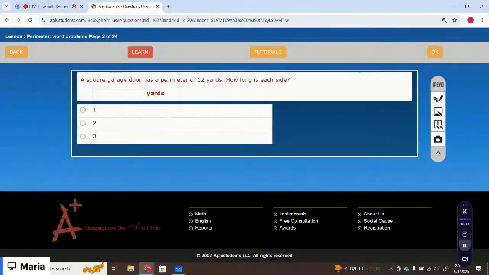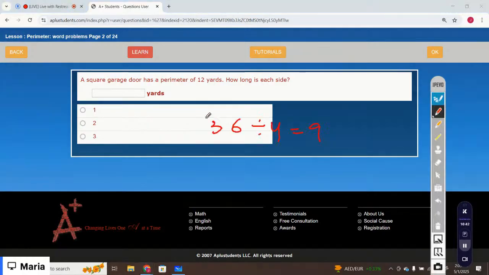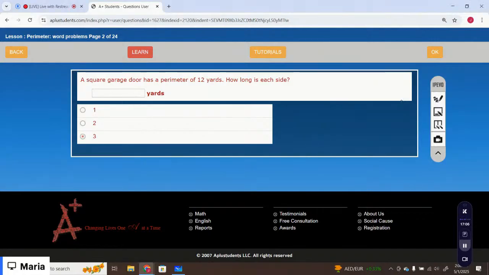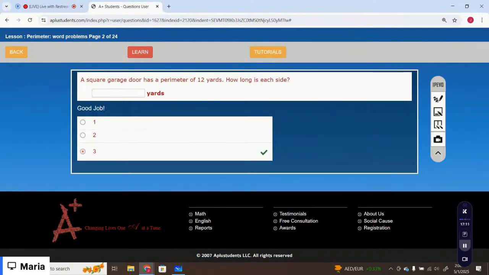A square garage has a perimeter of 12 yards. How long is each side? So the length of the perimeter is 12 yards, right? That is a square. A square has all 4 sides equal in measurement. So you need to divide the perimeter by 4. So 12 divided by 4 is 3. So option number 3 is the correct option. That means the length of the side is 3 yards.